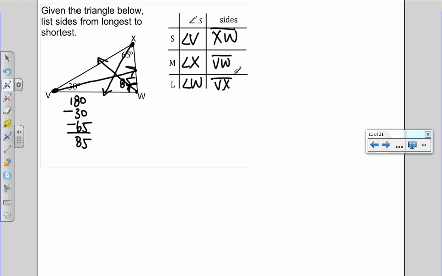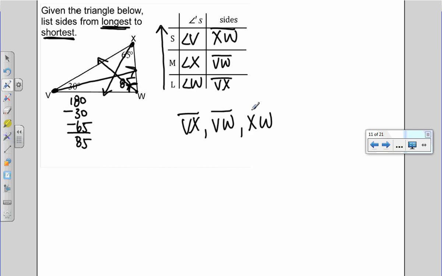It is the longest. Since we want to go longest to shortest, we're going to start listing from the longest. We're going to go up in our chart. So VX is the longest, VW is the middle, XW is the shortest. Remember that the order doesn't matter. I could have named it XV, could have named this WV, could have named this WX. Longest to shortest. Since this is the biggest, they might list it like so. This is bigger than VW, but VW is also bigger than XW. This is bigger than this, which is bigger than this.